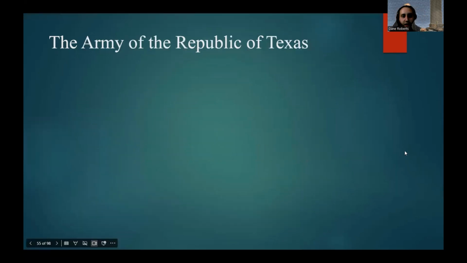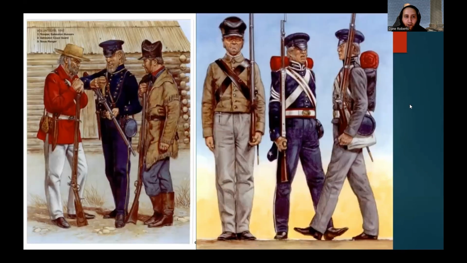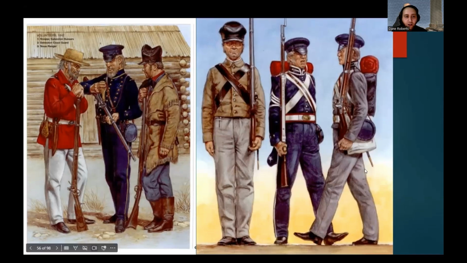Now we're going to take a look at the Army of the Republic of Texas. So generally, during its existence, the Army of the Republic of Texas looked something like this. I mean, there was some variation, as there was a lot of militias that would be gathered during conflicts to supplement the Texas military, and obviously that meant that there were individuals who were rather diverse in their equipment. But when it comes to the official Texas military, this is sort of what they look like.